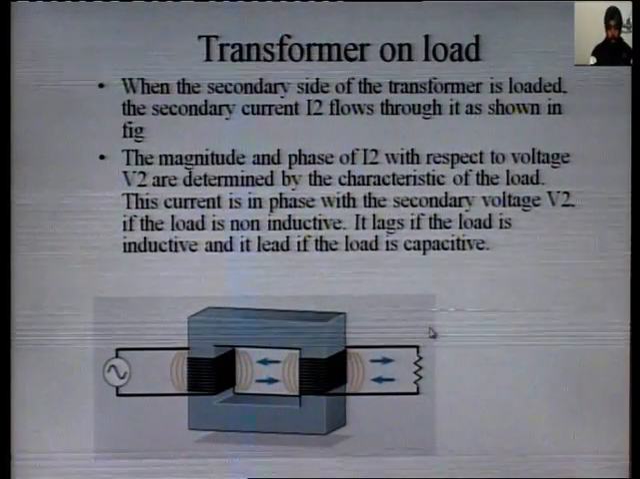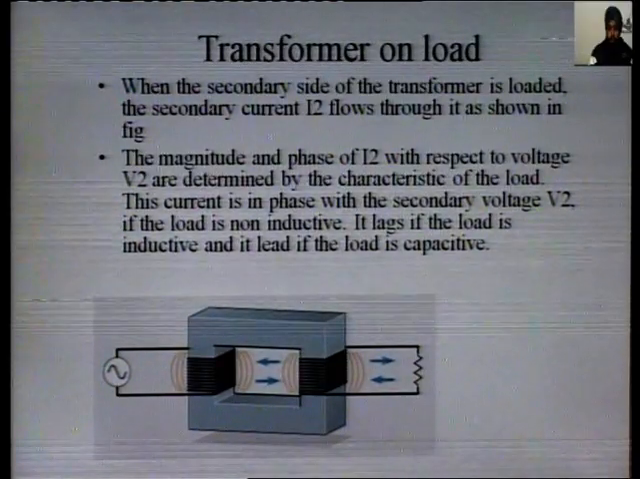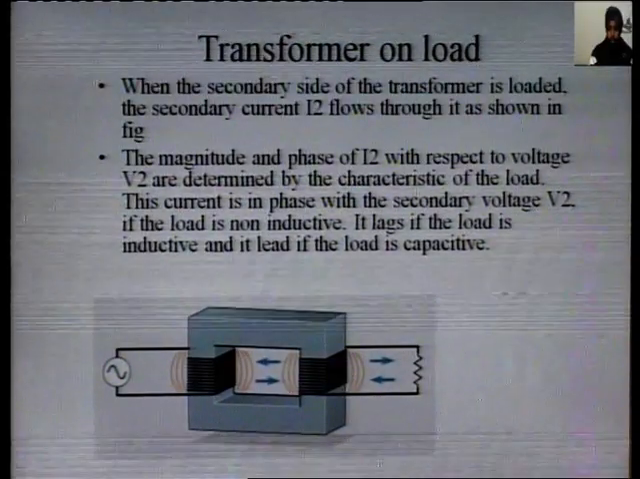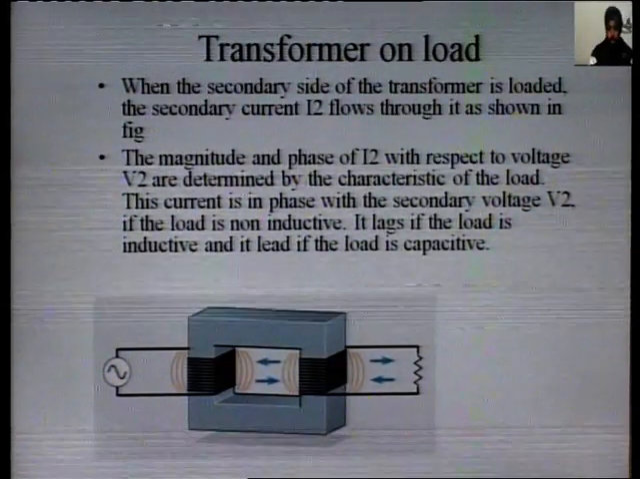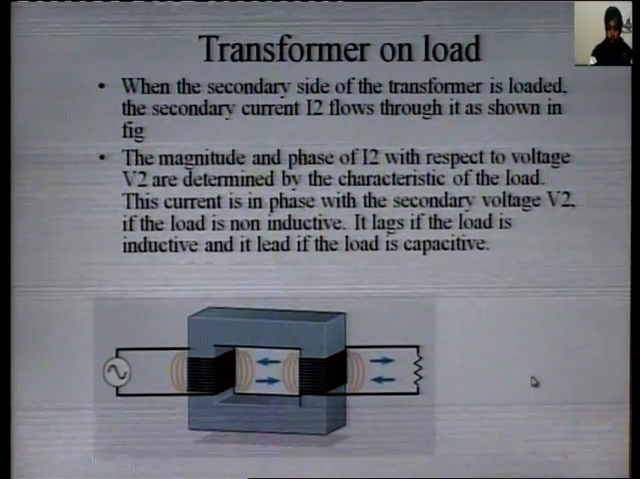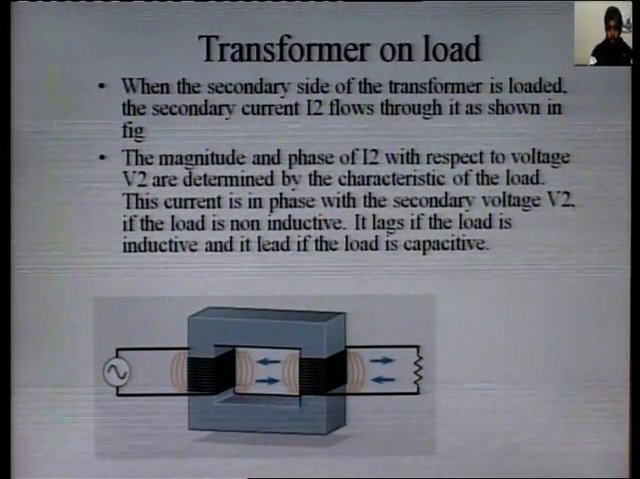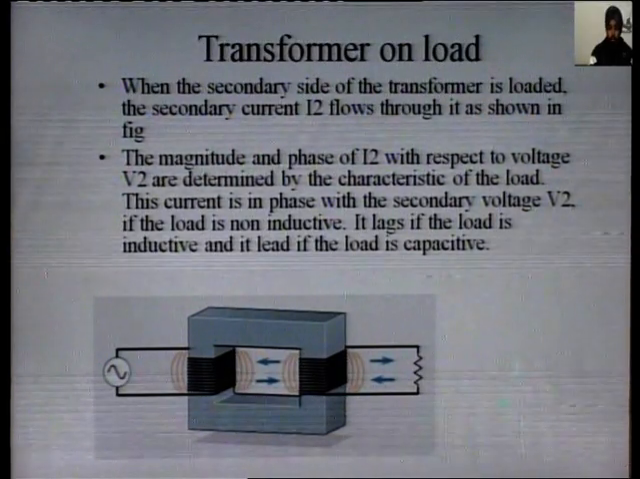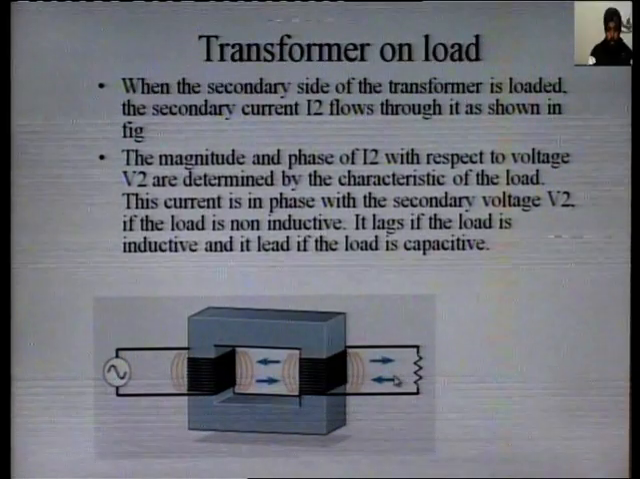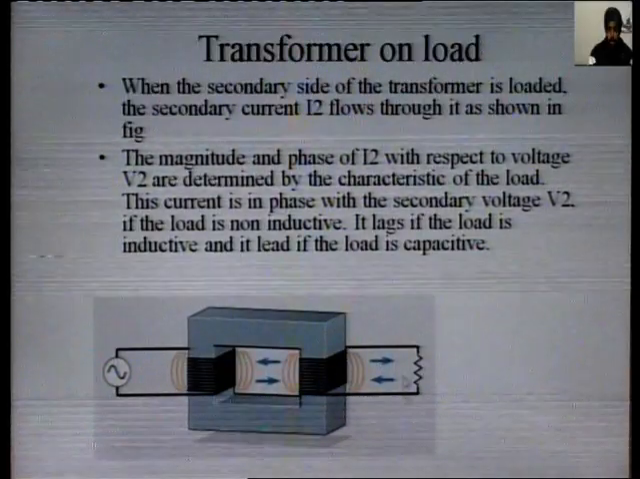Transformer on load. When the secondary side of transformer is loaded, the secondary current I2 flows through it as shown in figure. The magnitude and phase of I2 with respect to voltage V2 are determined by the characteristics of load. This current is in phase with the secondary voltage V2 if the load is non-inductive, it lags if the load is inductive, and it leads if load is capacitive. So when secondary side of transformer is loaded, current I2 starts flowing in the secondary side.